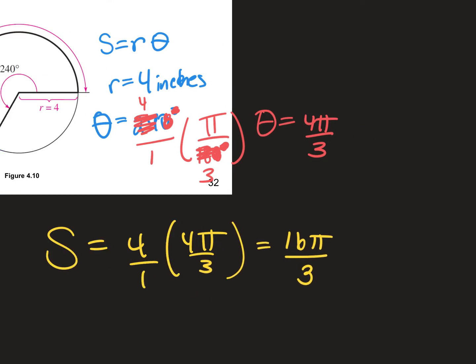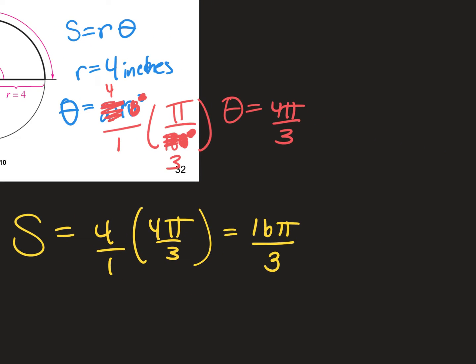If they tell you to keep your answer in terms of pi, that's your answer. How do you know it's in terms of pi? What do you see there? The pi symbol. If they want it to the nearest decimal, what you would do in your calculator is hit 16 times pi, enter, divide by 3. So what would that be in decimal form?